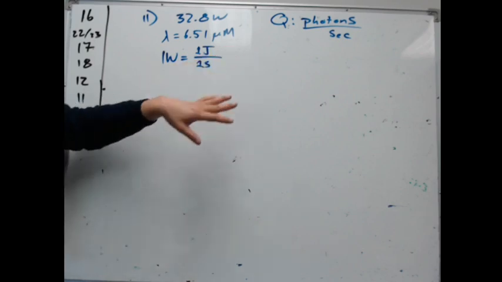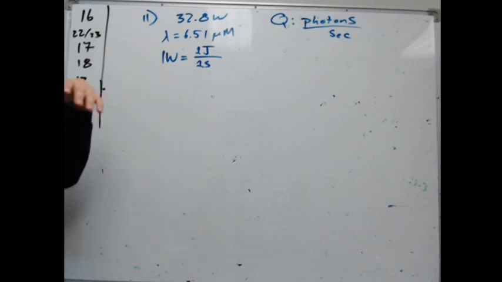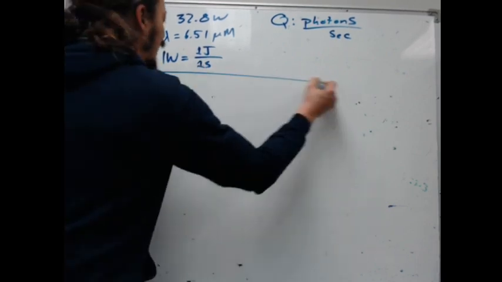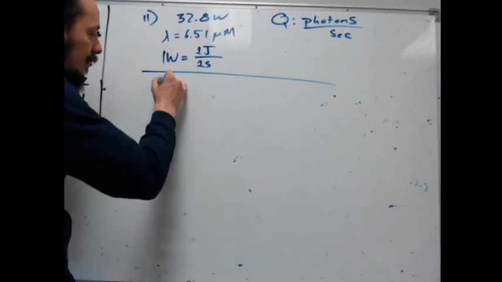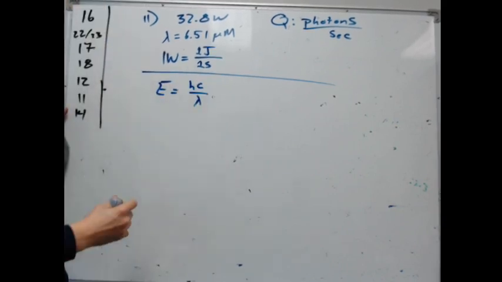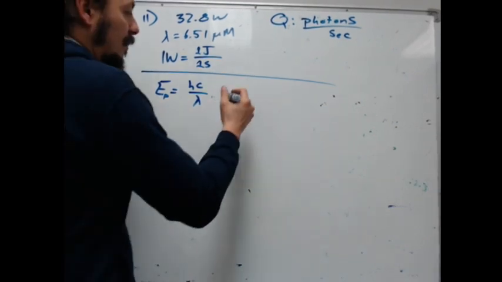If I want to get to photons per second, I'm going to need something that gives me information about the energy of a photon. So I can think about what equation is going to give me information about energy of a photon. E equals hc over lambda, wavelength, right? And we can call this E sub p. This is the energy of the photon equation.